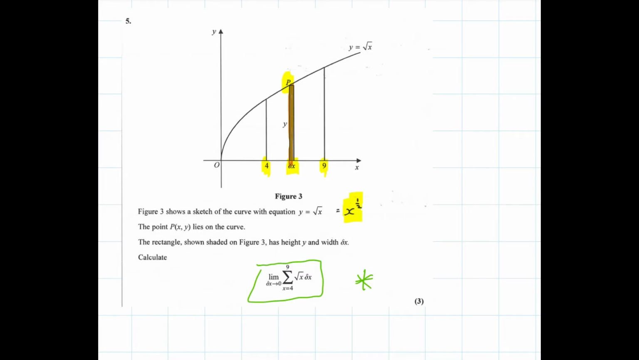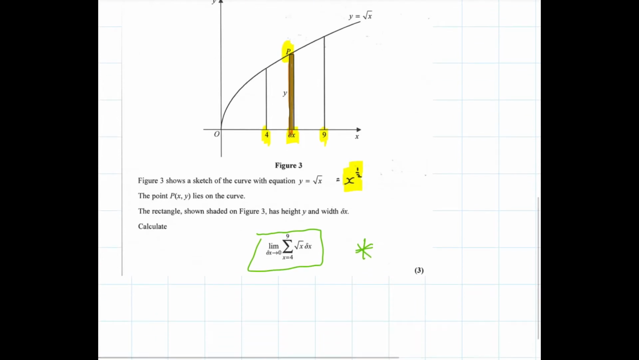Now let's have a look at the actual calculation. So we're going from x equals 4 to x equals 9 of this thing here, the square root of x delta x. Now the square root of x delta x is nothing more than these type of rectangles shaded in on the diagram. So square root of x is the height and delta x is the width. I'll just draw one of those out. So here's a rectangle. Delta x is the width, and the square root of x is the height. So what we're actually doing is summing up rectangles, and in particular, we are summing up rectangles in this region here. So there's a rectangle, rectangle, rectangle, and so on, and we're going from x equals 4 to x equals 9.